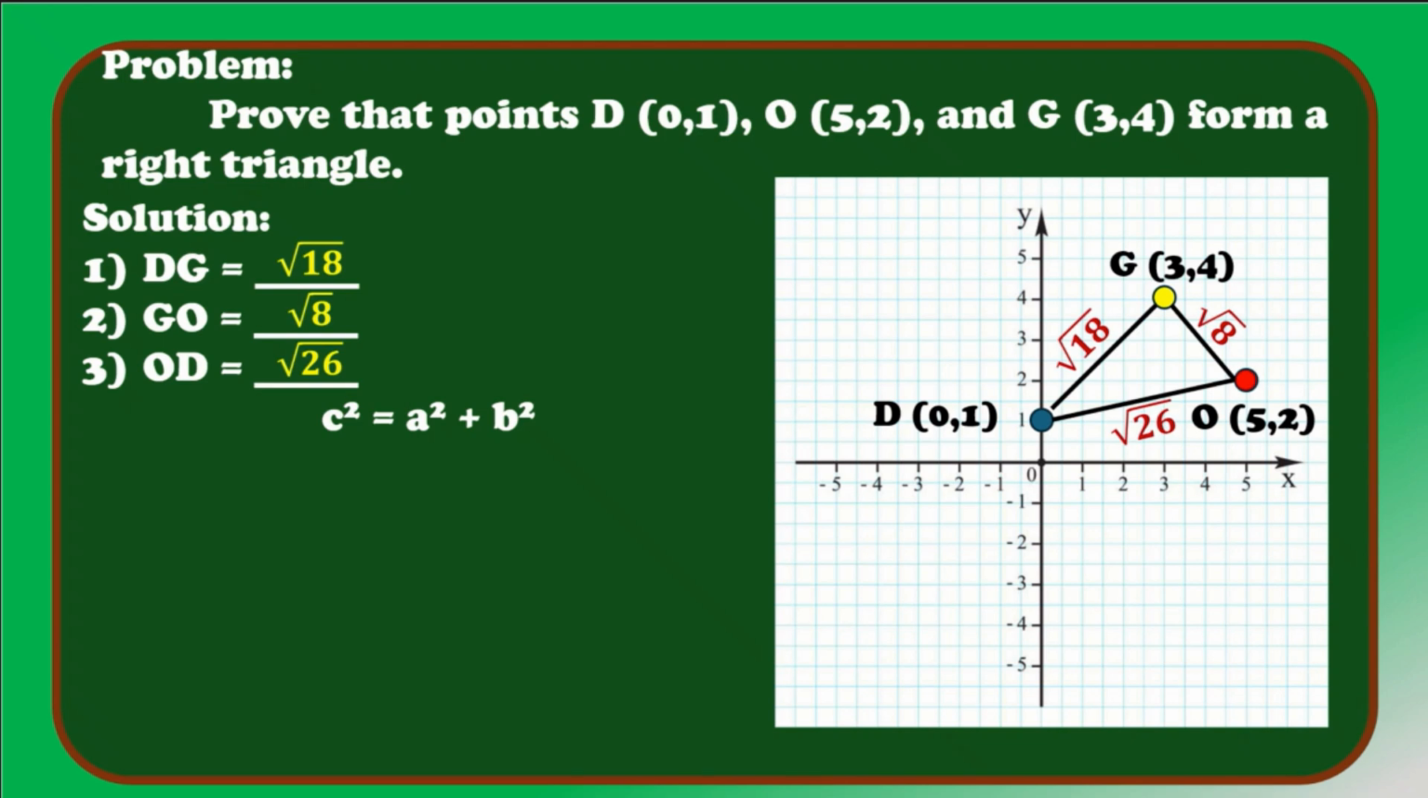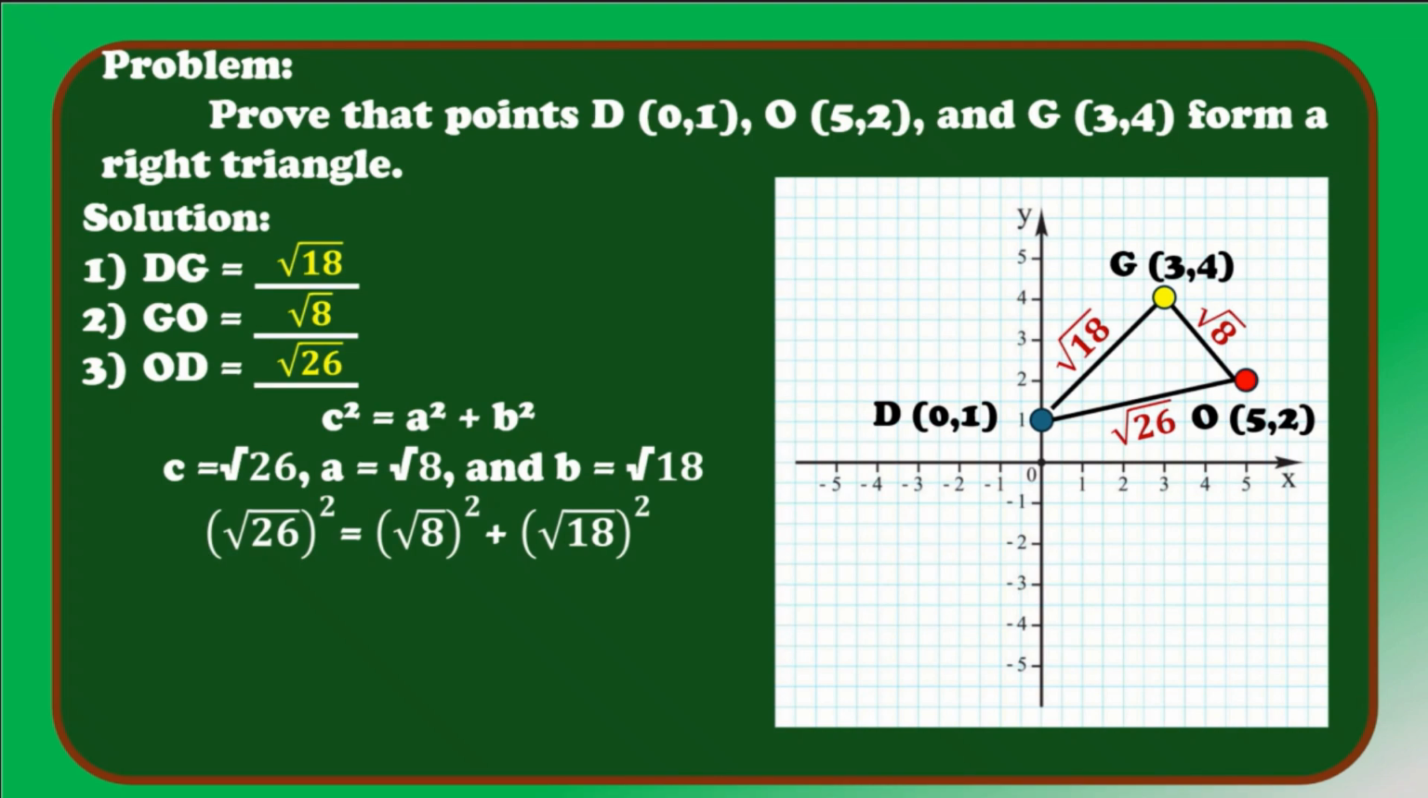If we place our c, a, and b values on the given triangle, it will be presented just like this. c is equal to the square root of 26, the longest side. a is equal to the square root of 8, the shorter side, and b is equal to the square root of 18, the longer side. Now, let's proceed to substitution. Take note that if we satisfy the equation c squared equals a squared plus b squared, we could prove that the given points present a right triangle. Okay, let's have the substitution. So it will be just like this.